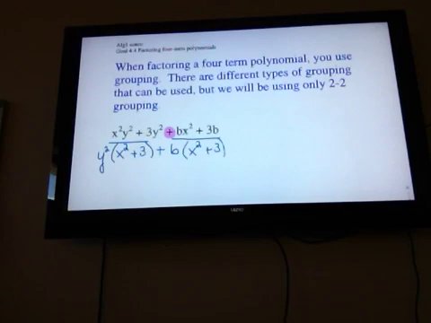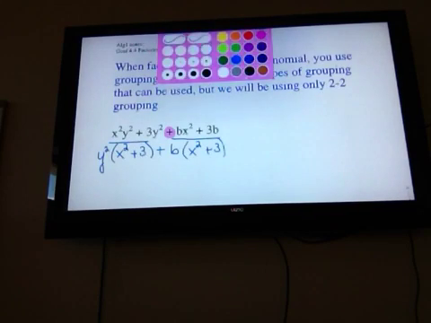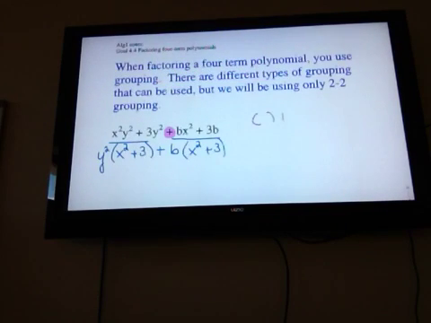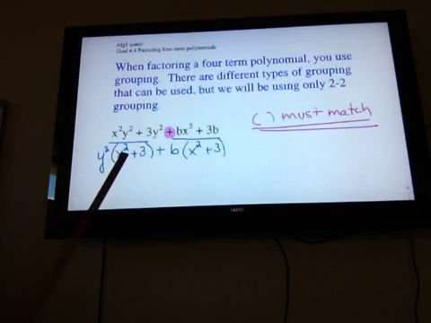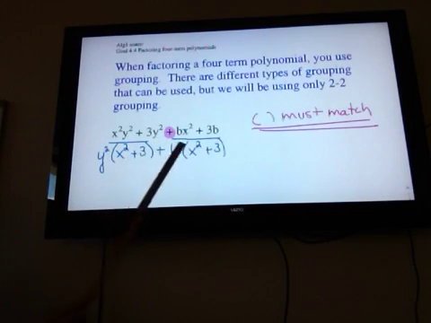And you'll notice, hopefully, that these parentheses match each other. The parentheses must match. If they do not match, you have done something wrong. You want these to look exactly alike.